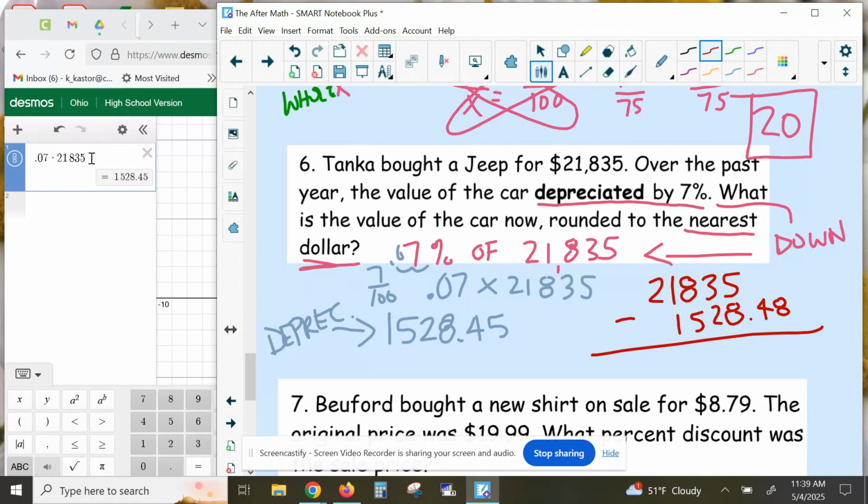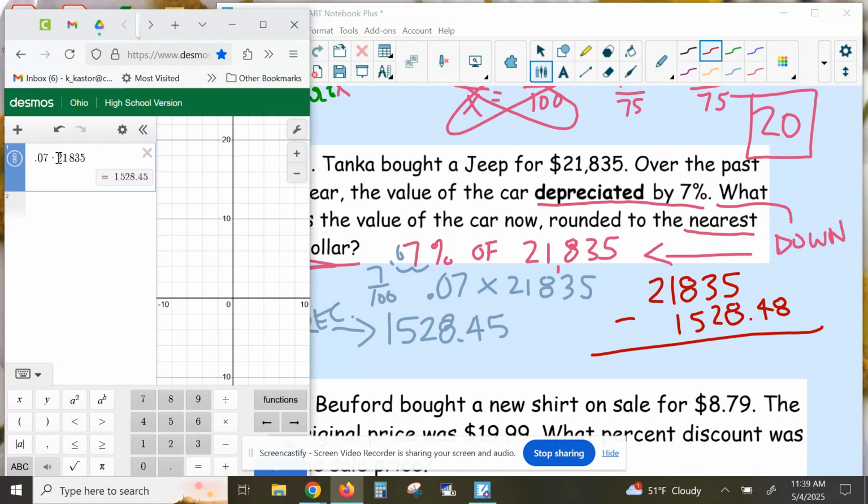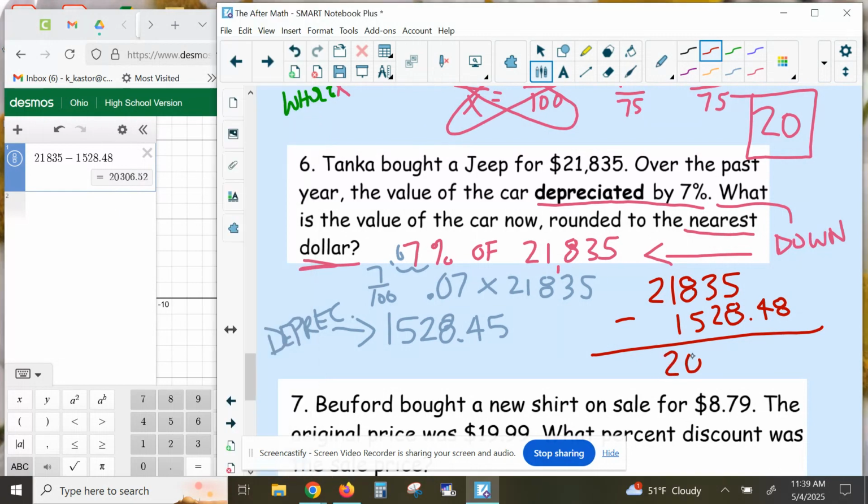Now I can use my calculator for this section. Good thing. Let's see. So I got 21,835 minus 1528.48. So that means I'm going to get 20306.52. This is how much my Jeep is worth now. So I bought it for this much. I drove it around for a year, and now it's only worth $20,000.